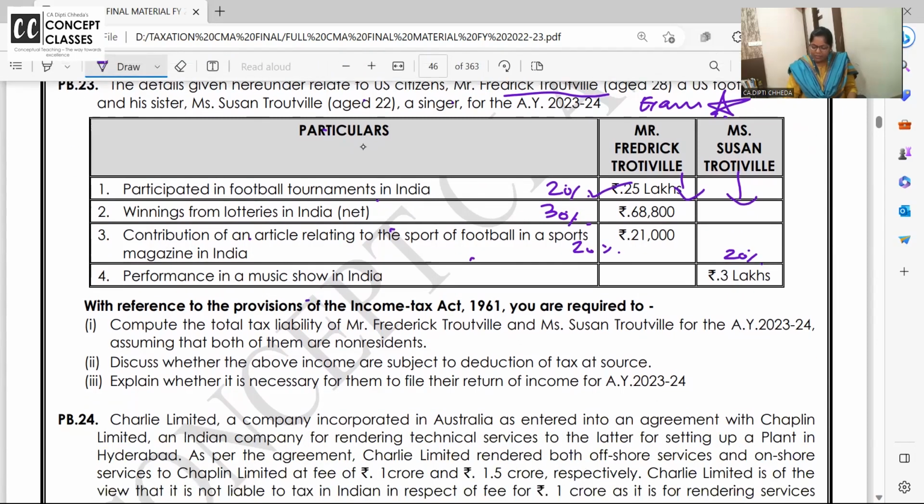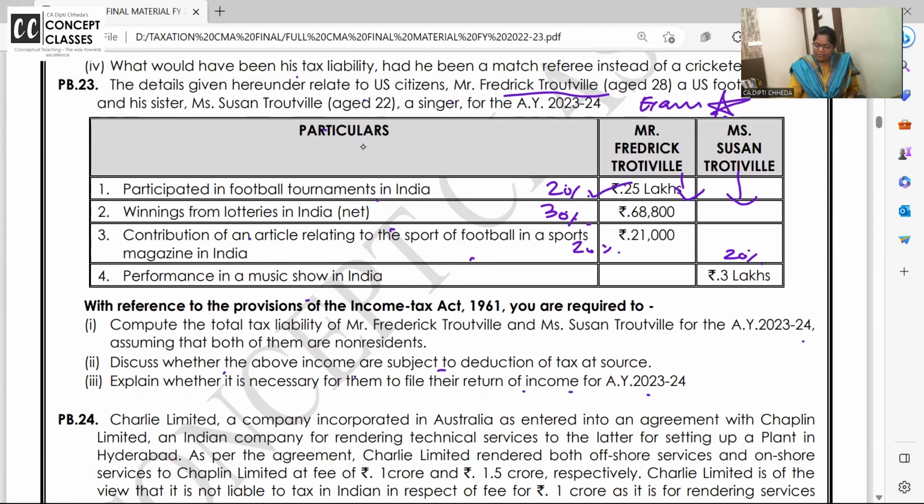Compute the tax liability of both. Discuss whether the income are subject to TDS. Yes, same. Explain whether it is necessary to file the return. Yes, for Mr. Frederick. Susan does not need to file. She is just having income under section 115 BBA and TDS is deducted on it, so she does not need to.